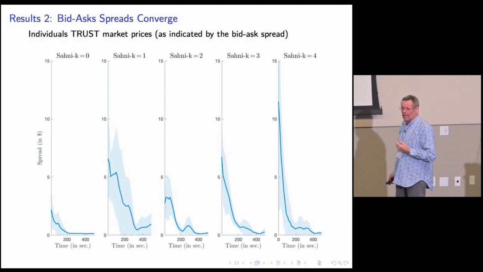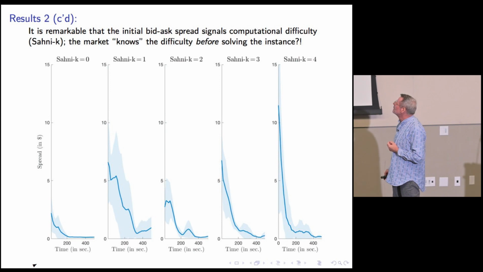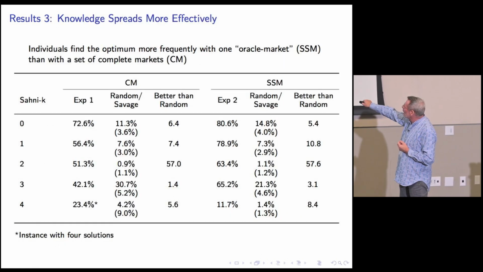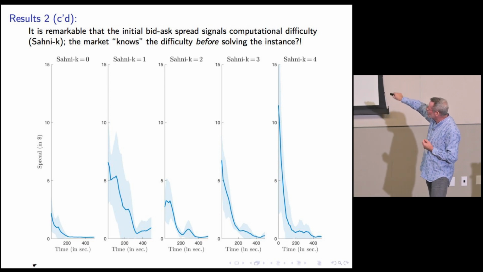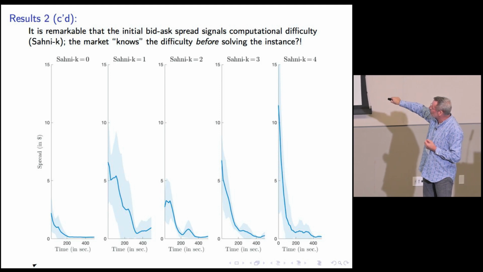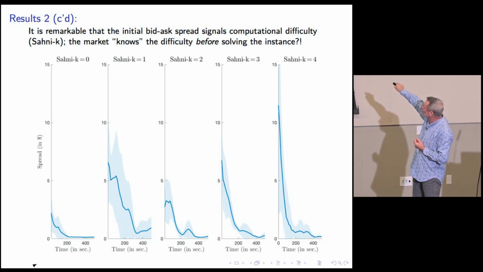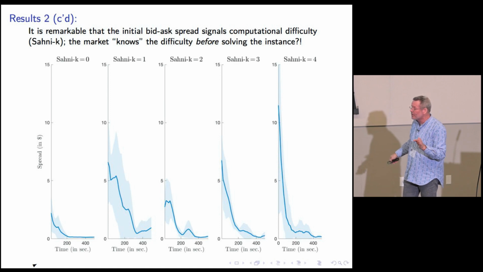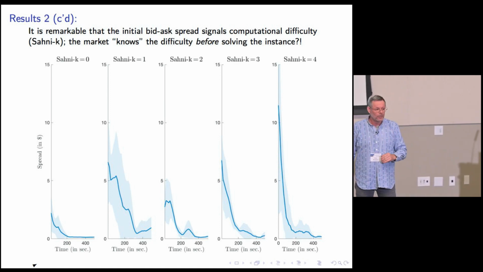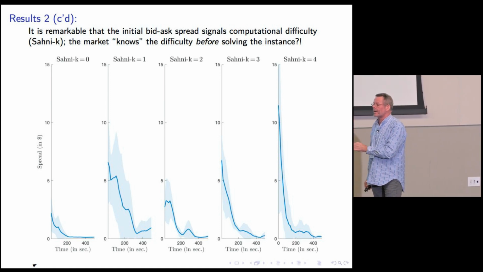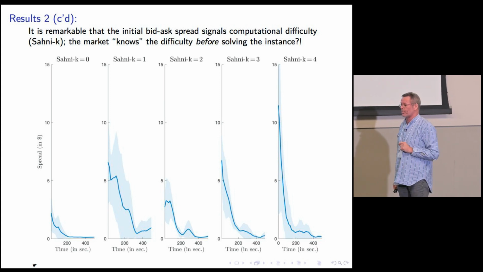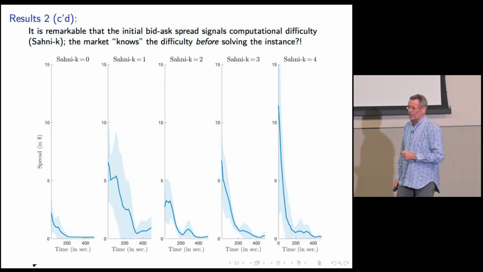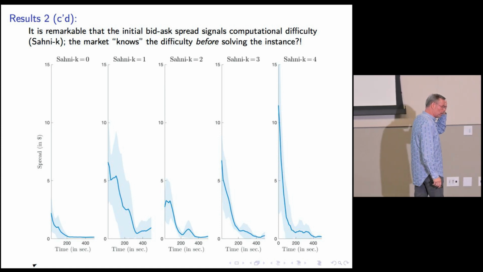What's also striking about this is the following. The spread, if you go from sonic A equals 0 to sonic A equals 4, you see the initial spread increases. So you can put a line in there. When sonic A is 4, when this problem is extremely difficult, the bid-ask spread is higher. You ask yourself the question, how does the market know this? Because I don't know this number until I've solved the problem. Which is, of course, again, as I said, that's why artificial intelligence people are really interested in these results.